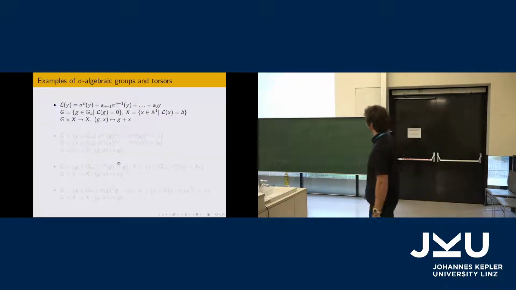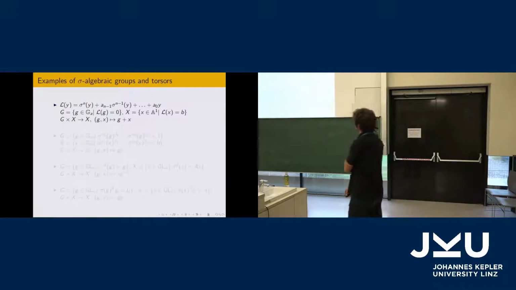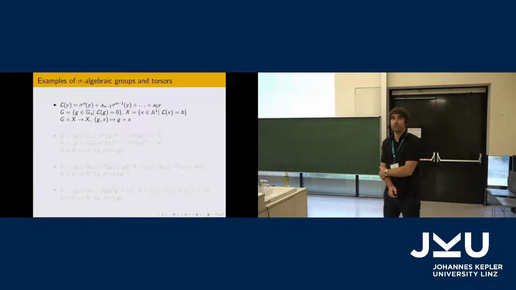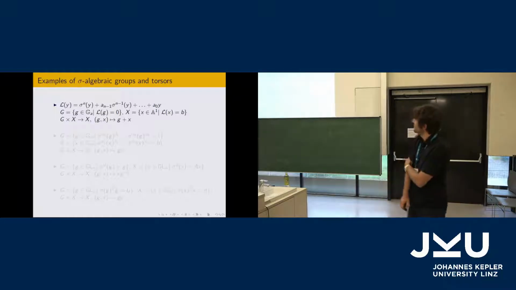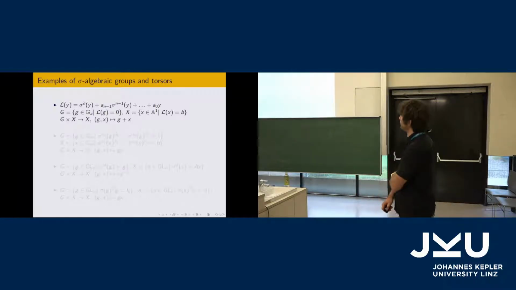Okay, so let's look at some examples of difference algebraic groups and torsors. The first example is if you take any homogeneous linear difference equation, where the a_i can be any elements from the base field. If you have two solutions to a homogeneous linear difference equation and you add them, you again have a solution. So this shows that the solutions are a subgroup of the additive group.